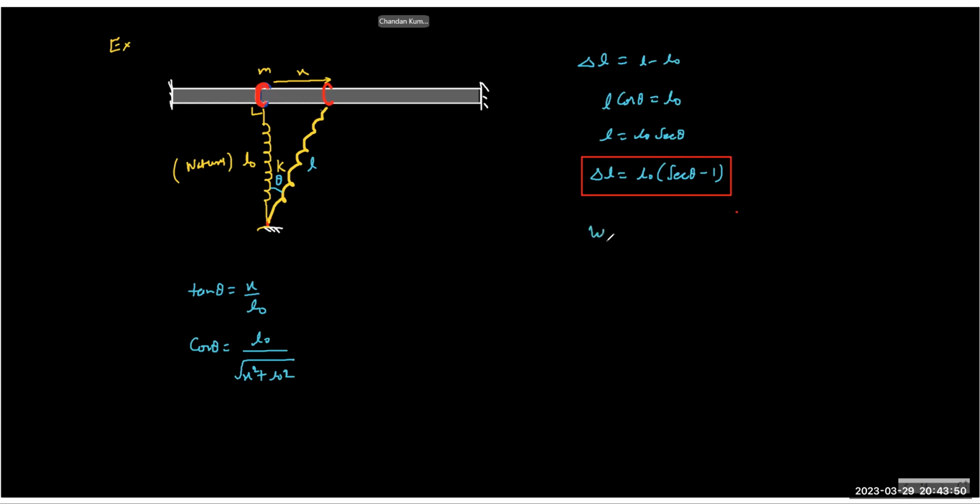So what is the work done by spring? In this case, if I say this as initial and this is final, how should one write? So my question is very simple. Am I going from natural to deform or deform to natural? Natural to deform.